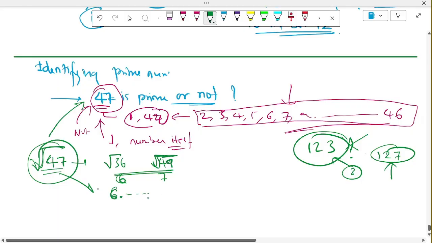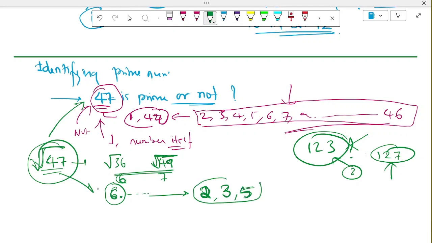What you do is, you find the prime numbers that are less than 6. So what are the prime numbers less than 6? 1, sorry, 1 is not a prime number. 2, 3 and 5. So check divisibility by only these three numbers. If it is not divisible by these three numbers, then I can directly say that 47 is a prime number.